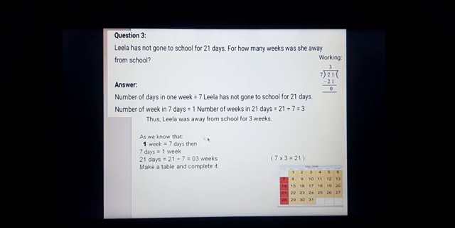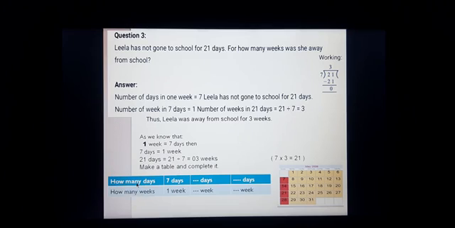In the box method also you can find it out. As we know, 1 week is 7 days. If you make a table and complete it, 7 days is equal to 1 week, then how many days you will get for 2 weeks, how many days for 3 weeks. Like that you find out here and write it. Okay children, complete this table by yourself.